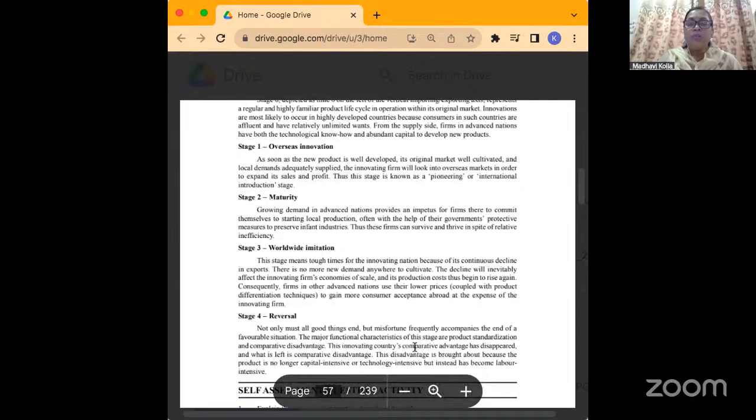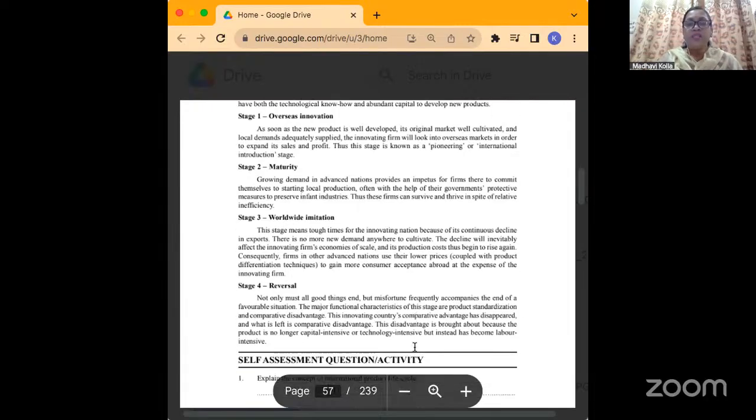So as soon as the new product is well developed, its original market is well cultivated, and there may be a certain saturation level that occurs within the domestic market, or it may still be in a stage of maturity or growth. However, the company is looking to introduce its product in an overseas market, so that it can expand its sales and thereby increase its profits. So this stage, that is stage one, is known as a pioneering or international introduction stage. So first stage zero, we saw local or domestic introduction, and second is stage one, where it is overseas innovation.